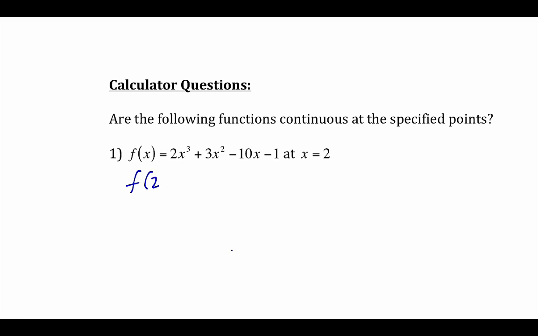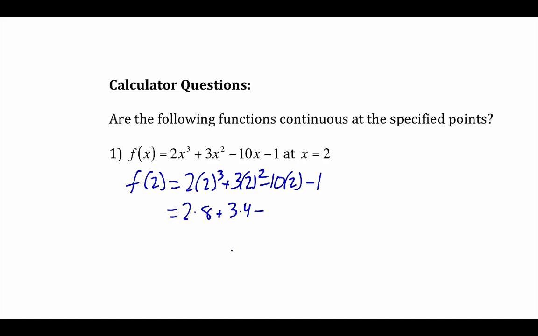So first and foremost, let's just plug in x equals 2. So we have 2 times 2 to the third plus 3 times 2 squared minus 10 times 2 minus 1. Now this is 2 times 8 plus 3 times 4 minus 20 minus 1. Cleaning this up a little bit more, we got 16 plus 12 minus 20 minus 1. Well, 16 plus 12 is 28, minus 20 is 8, minus 1 gives us 7. So far so good.